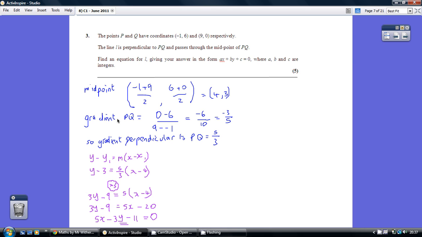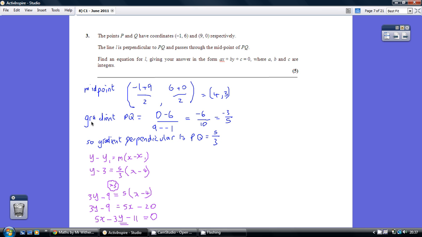Now secondly, the gradient of PQ is going to be the y step over the x step, so it doesn't matter which way around you do it, whether you do this taken away from this or vice versa. I've done this coordinate taken away from this coordinate, so my y step is 0 minus 6, and my x step is 9 minus minus 1, which is obviously going to be plus 10. So I've got minus 6 over 10, which simplifies to minus 3 over 5.